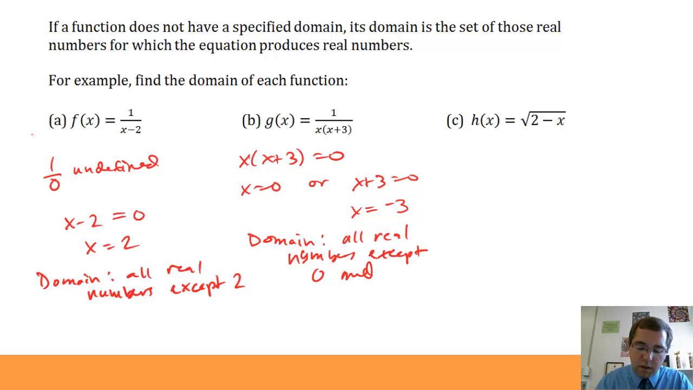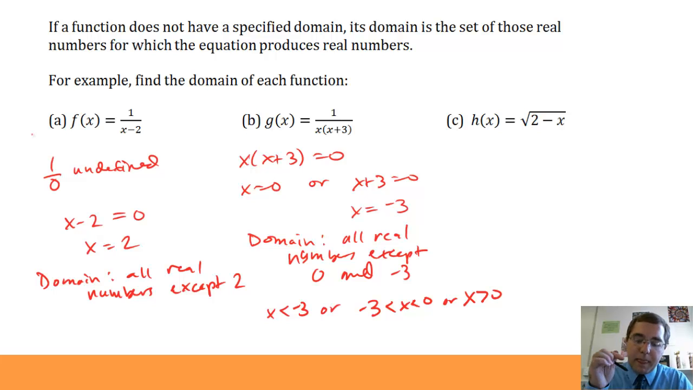0 and negative 3. Another way that we can write that is to say we'll take x less than negative 3 or x between negative 3 and 0 or x greater than 0. That's another way we could write that domain. Anything less than negative 3, anything bigger than 0, anything between negative 3 and 0.